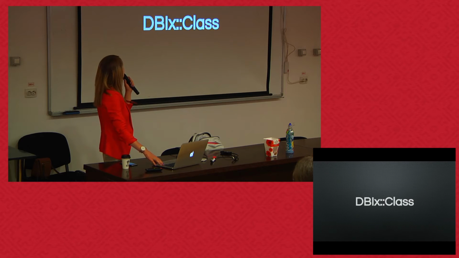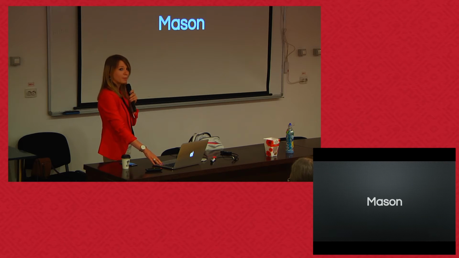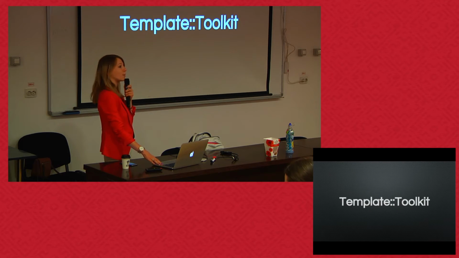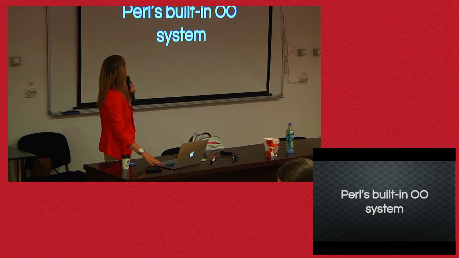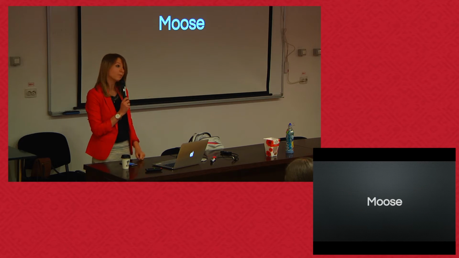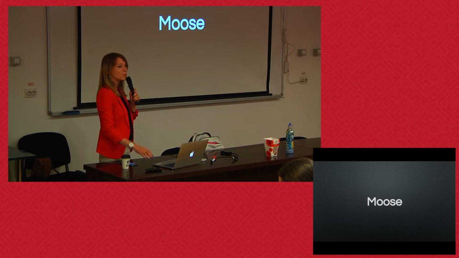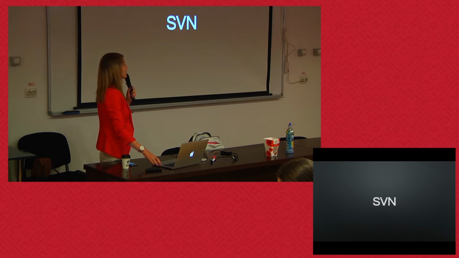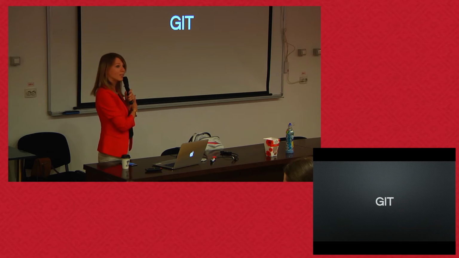And you would expect to see Mason, and I know people don't like Mason that much. We are not using Mason. We are using Template Toolkit. Perl's built-in OO system? We are not using that. We have fully moved to Moose, and we like Moose. It's quite easy for us to work with. You would expect to see SVN because it's an old application, maybe a crap one, but no, we are using Git.